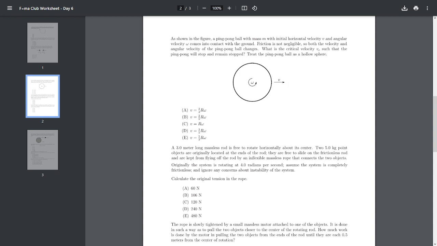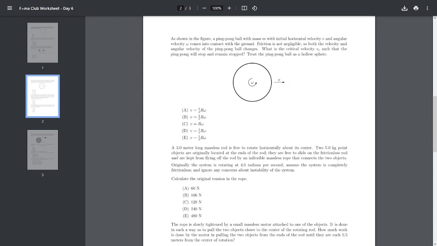Okay, so as shown in the figure, a ping pong ball with mass m, initial horizontal velocity v, and angular velocity omega, makes contact with the ground. Friction is not negligible, so both angular velocity and regular velocity change. What is the critical velocity such that the ping pong ball will stop and remain stopped? Treat the ping pong ball like a hollow sphere. So you might think, oh, it's 0. It's not 0, sadly.